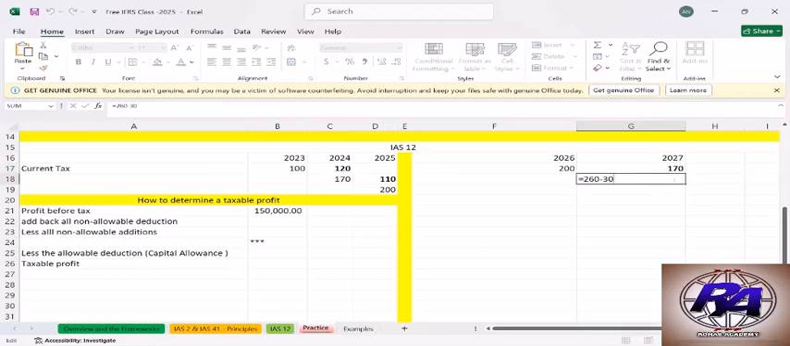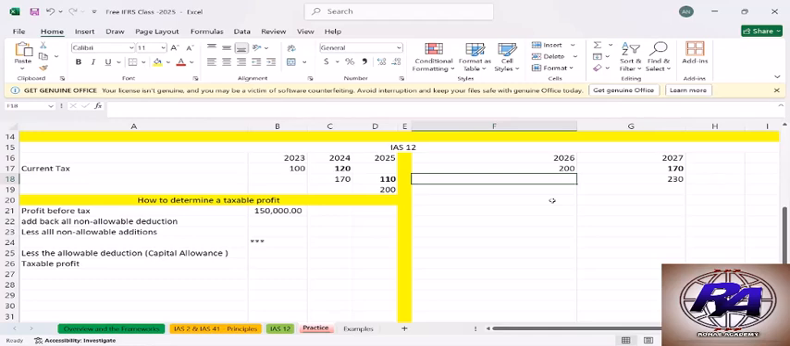So we need to influence our current tax provision with the over provision of tax. So basically, this is how to determine your current tax in most of your questions. In worst case scenarios, that is when you will be asked to determine the taxable profit before you multiply it with your tax rate to get your current tax.